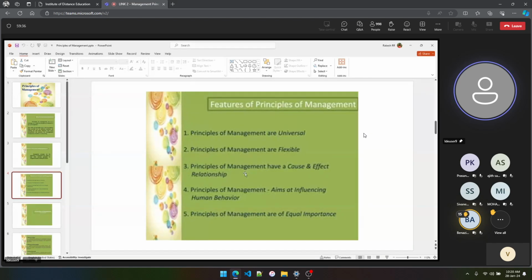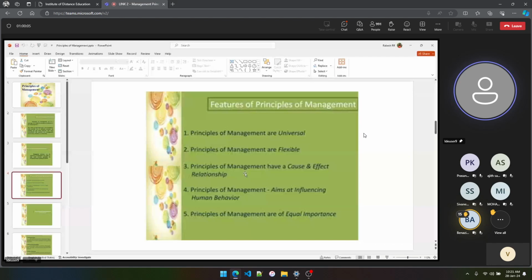See, principles of management are universal. It is common everywhere. Okay, so principles of management are flexible. As it is common, it is not the case that it will always be rigid. Okay, so the principle applicable in the US will not be the same in India, because the socio-cultural environment changes. So it depends upon the geography where it is being implemented also. That is why these kinds of principles are flexible in nature.